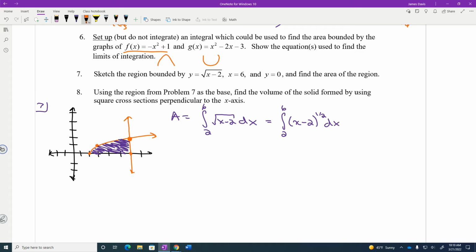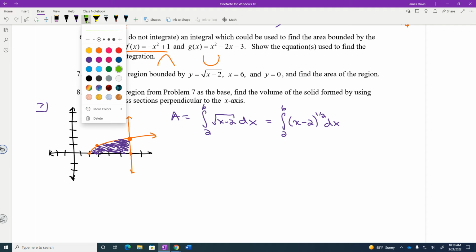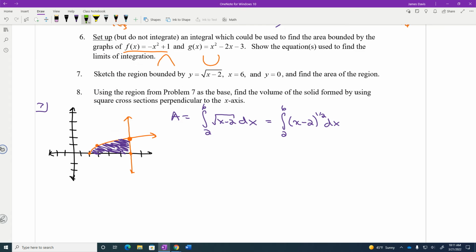If you need to use the U substitution, yes you can. Or if you can just sort of figure it out, that's fine. That's what I was doing in the book. Oh, okay.